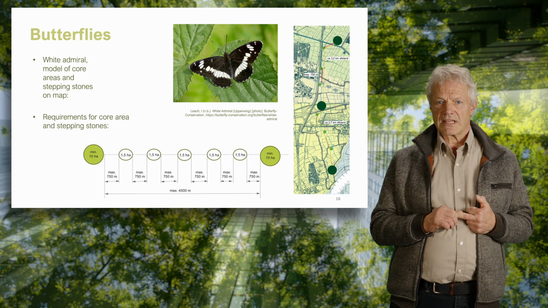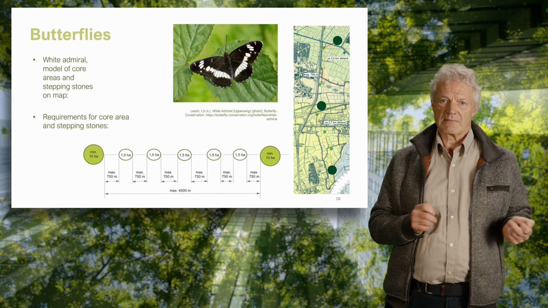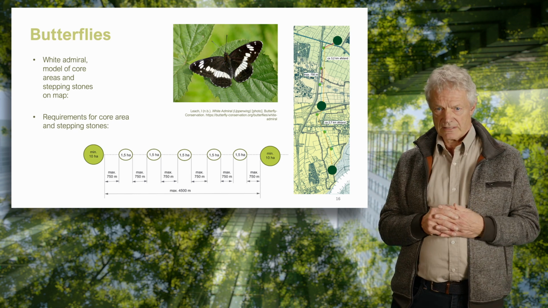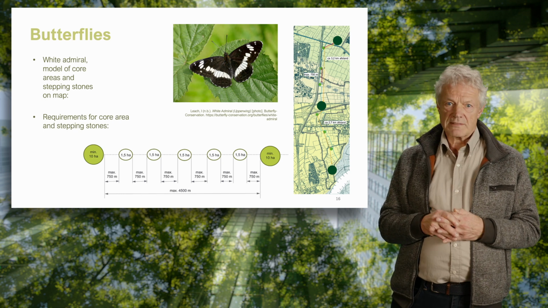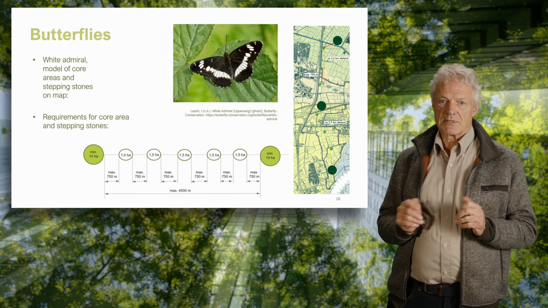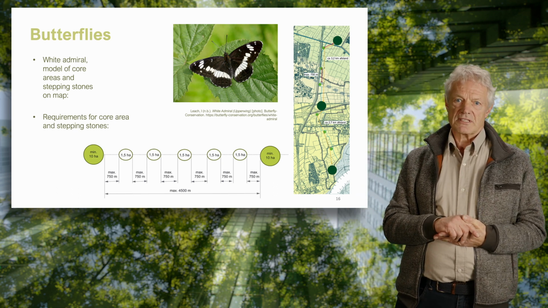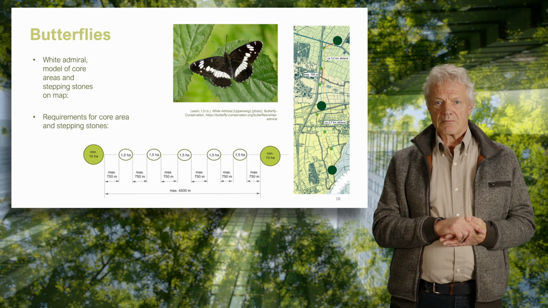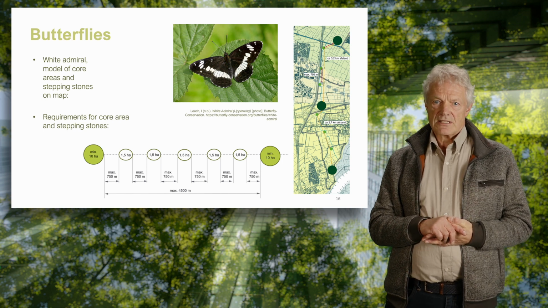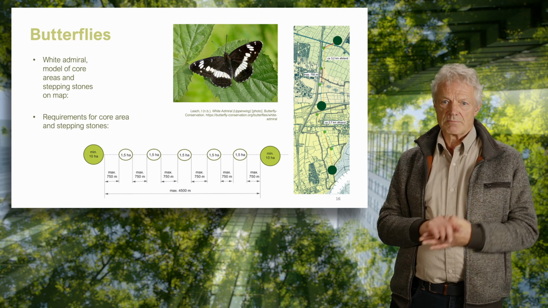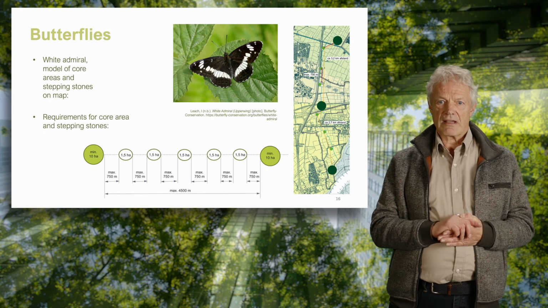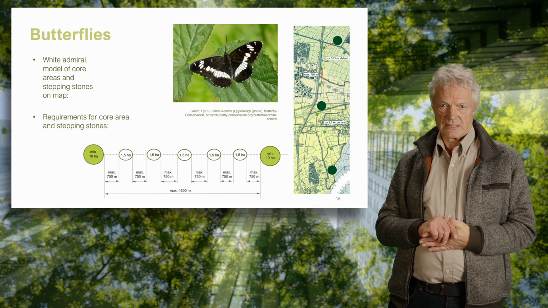First, an example of a network between the cities of Arnhem and Nijmegen in the east of the Netherlands. The species is the white admiral. The butterfly has specific requirements for core areas, stepping stones, and distance between them. See the diagram on the map here. This scheme does apply to most butterfly species. However, there are some differences.